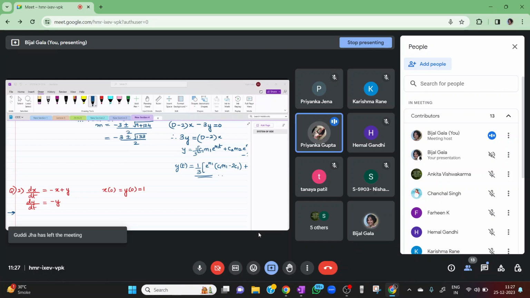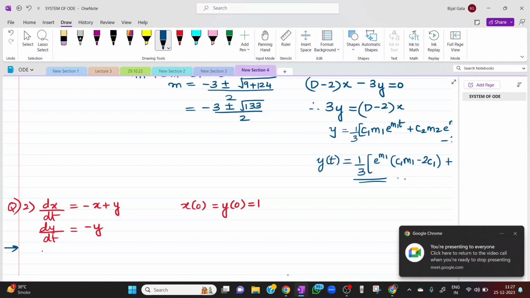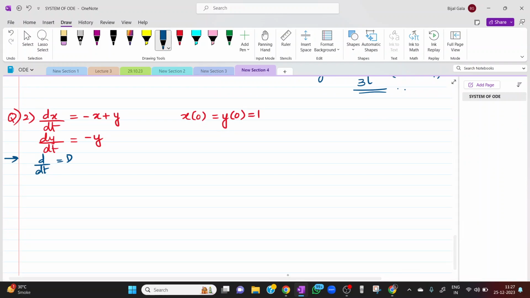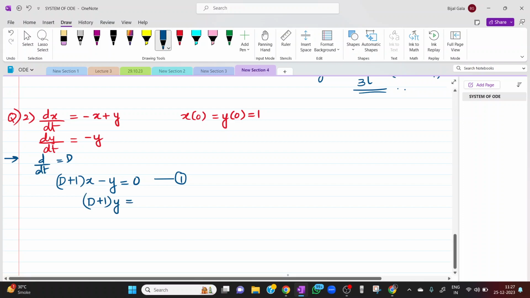d by dt equal to D. Correct. Then what happens to the first equation? dx by dt equal to minus x plus y. It becomes Dx equal to minus x plus y. Can I say (D plus 1)x minus y equal to 0? Yes. And the second one does not even have an x term, so I'll just have (D plus 1)y equal to 0.